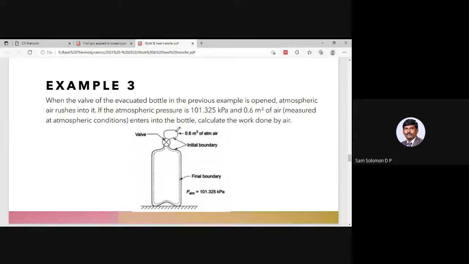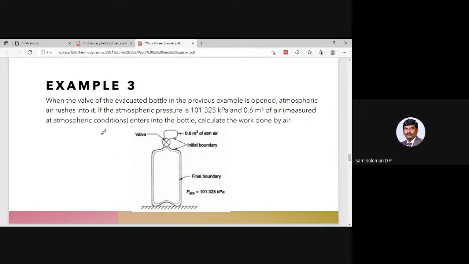There is some amount of air in this balloon, and that is going to enter into this bottle once the valve is opened. You can see that they have shown you the boundary of this bottle, and to be precise, there is an imaginary boundary right here at the top also. So as air passes through this boundary, some amount of work is being done. Let's see what it is.